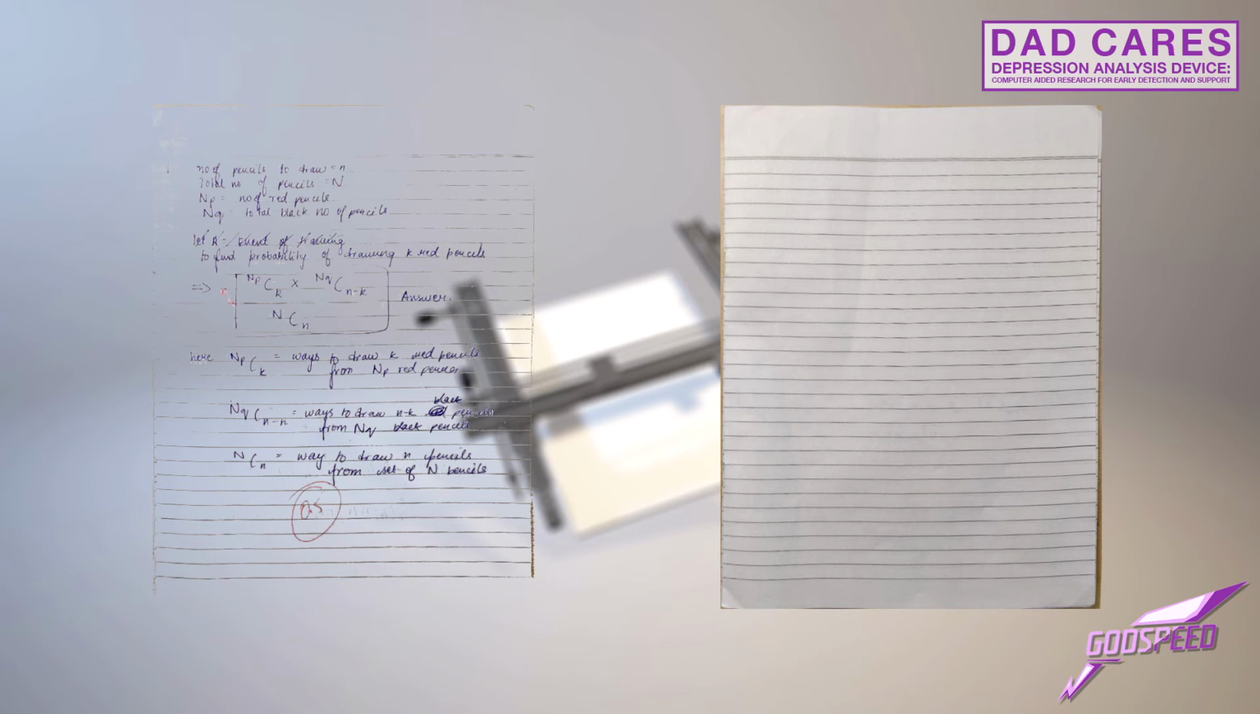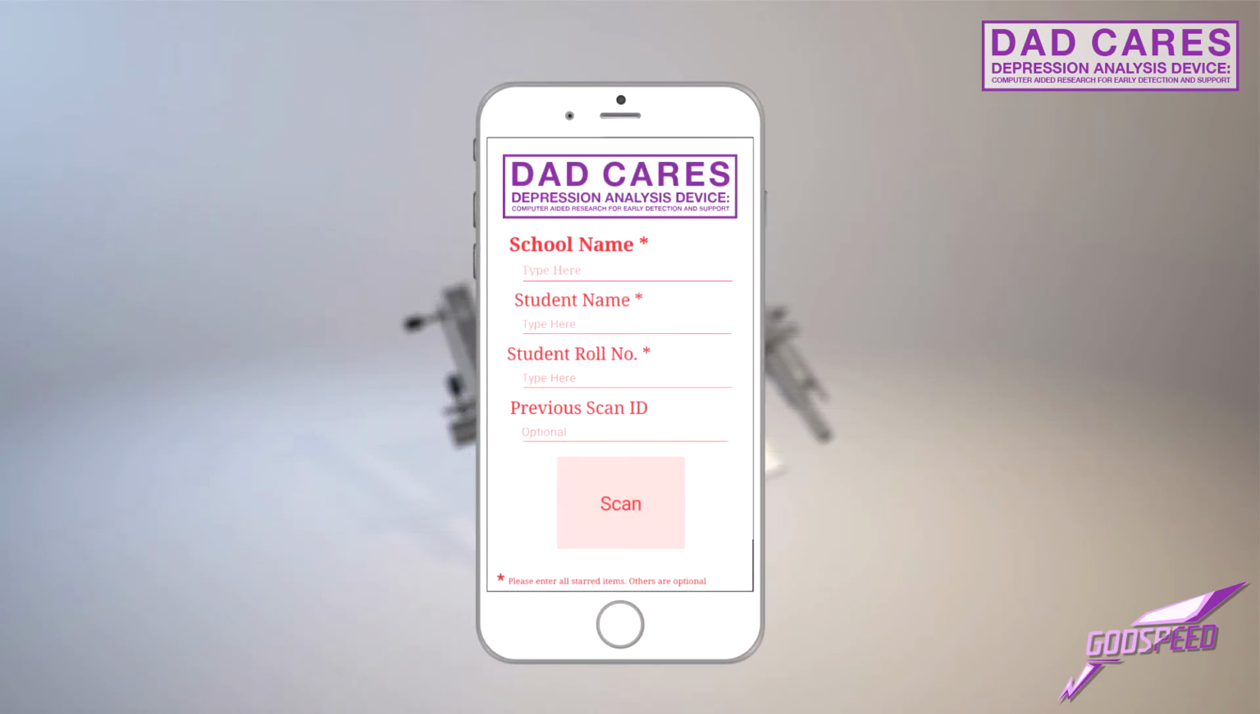After this, we're going to show you a picture of the app that we are using, which can be used by educational institutions such as schools and colleges so that they can individually look at students' results from our device. Here we have the school name, student name, roll number, and previous scan ID so that we can analyze scans with respect to the previous one so that we can get the change in between.